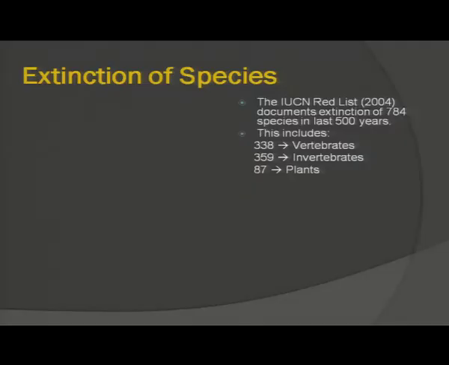In the last 500 years, we have seen so much development, and the consequences of development have had a detrimental effect on the other species which share this planet with us. This includes 338 vertebrates, 359 invertebrates and 87 plant species which got extinct in the last 500 years. Since 1900, 95% of Asia's wild tigers have disappeared. So, tigers and lions are also under threat of extinction. The number is declining day by day, and we need to do something regarding this.